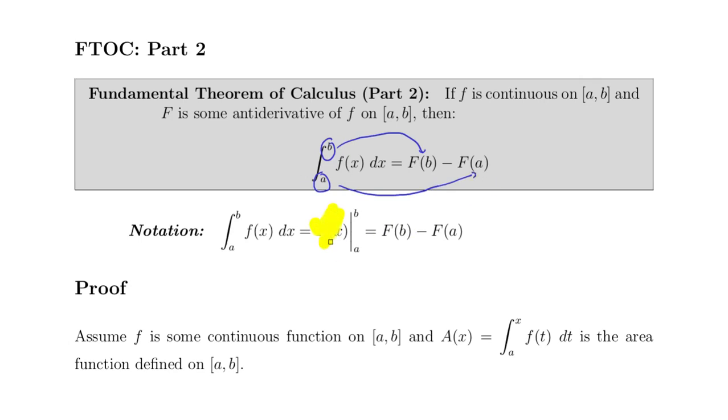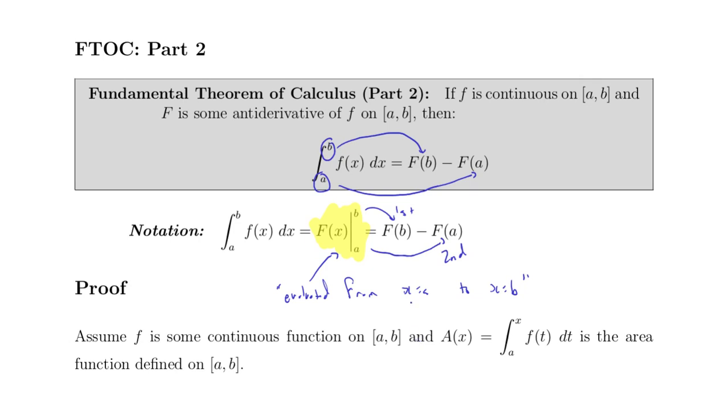Notationally, this gets used a lot. You've seen this vertical bar probably before. The vertical bar literally means evaluated from x equals a to x equals b. And that means plug in b first, a second, and subtract.